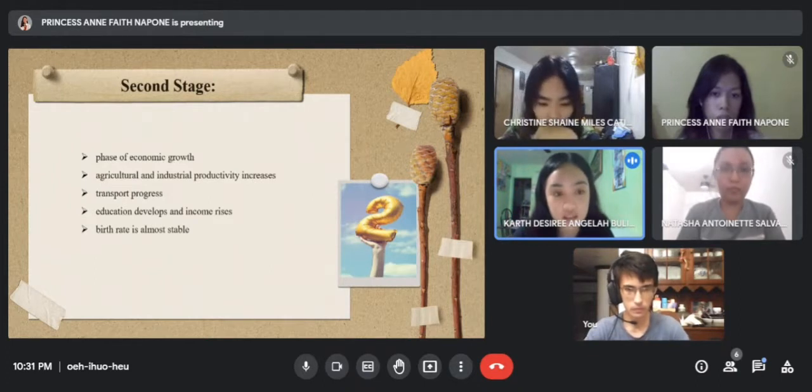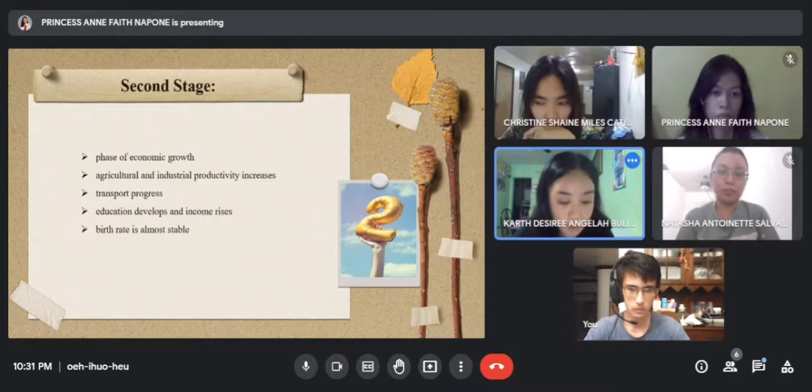Agricultural and industrial productivity increases, and also the introduction of education and modern medicine lowers death rates, especially among the children, while birth rate is almost stable.